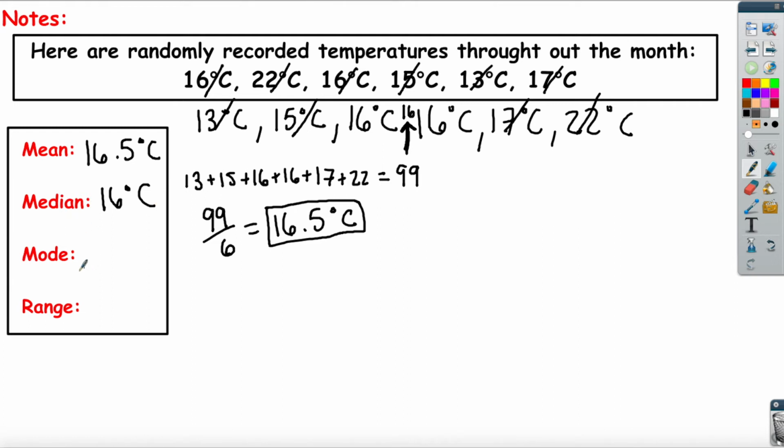Mode is going to be your most common number. I'm noticing there are 2 16 values and 1 of everything else. So our mode is 16.